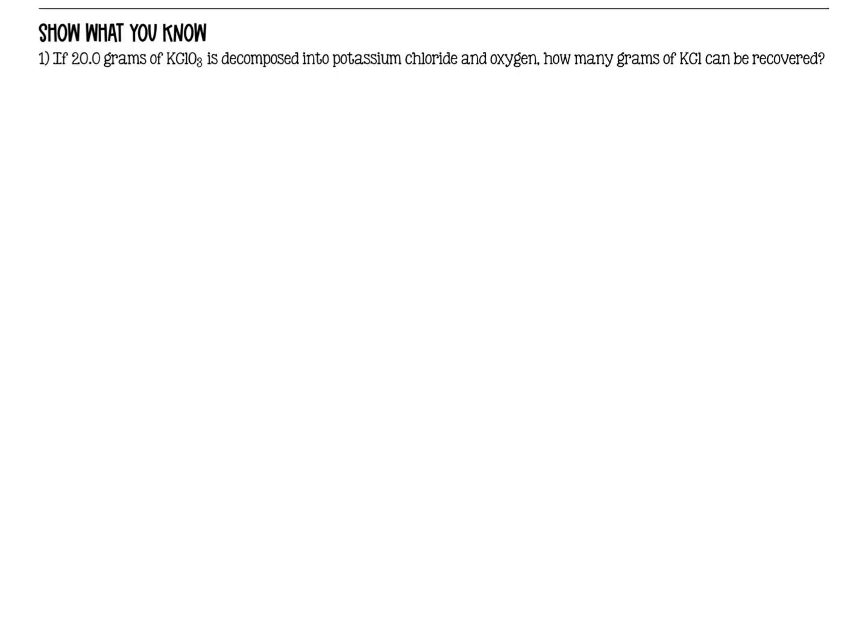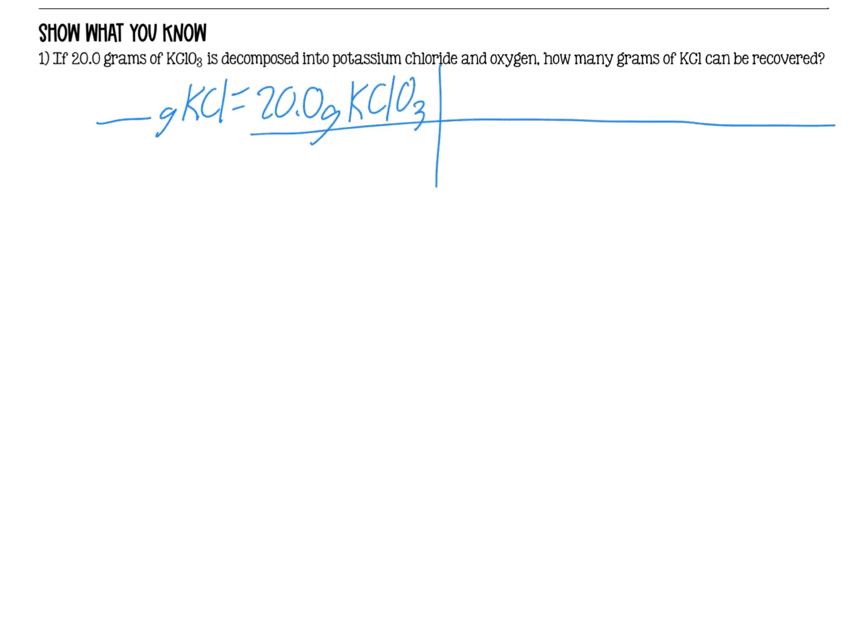So example 1 is if 20.0 grams of KClO3 is decomposed into potassium chloride and oxygen, how many grams of KCl can be recovered? Let's go ahead and try setting up our mole ratios so that we can figure out what information we need. Well, we are going to look for blank grams of KCl and we have 20.0 grams of KClO3. That means that we need a molar mass so that we can put grams of KClO3 on bottom and 1 mole of KClO3 on top.